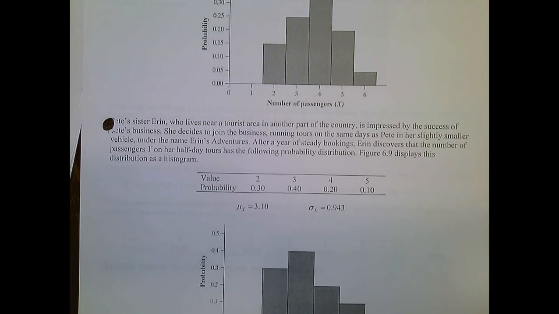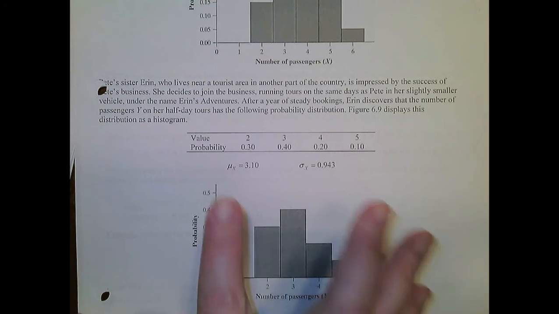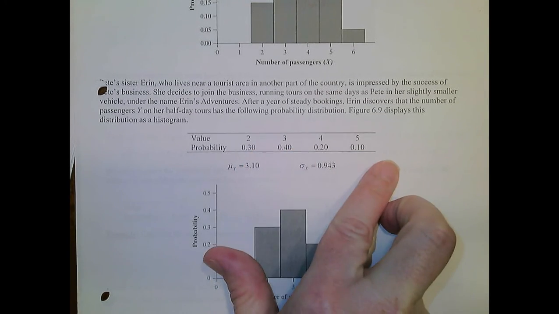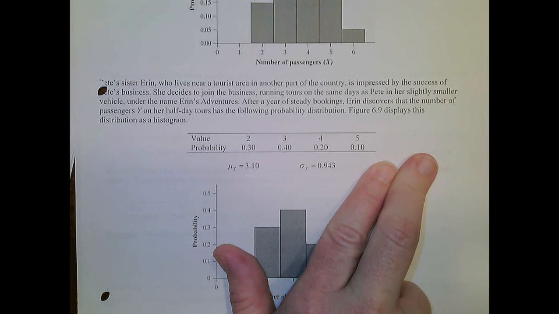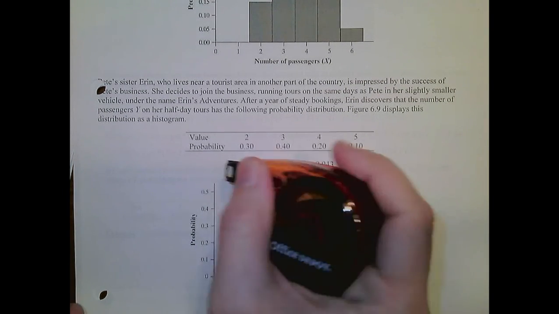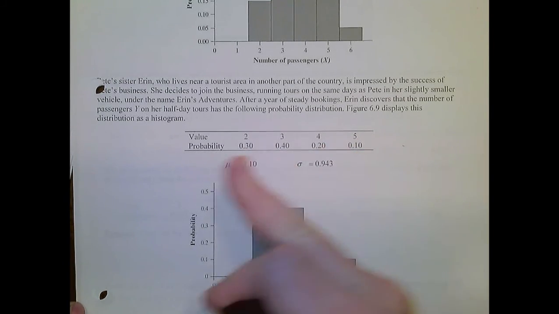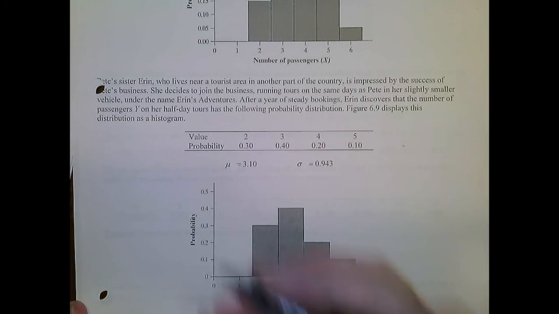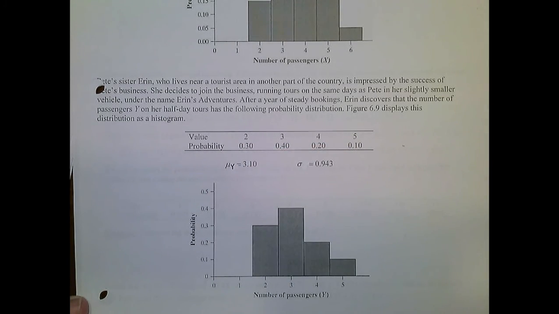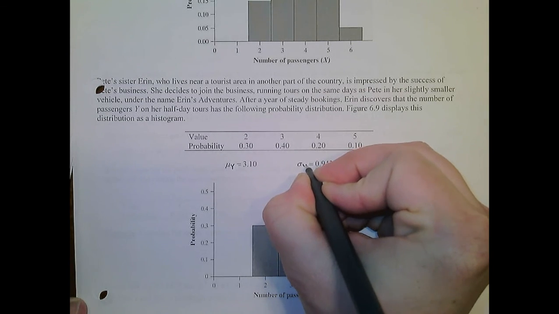If we look at the table, we can see that Erin's tours can take anywhere from 2 to 5 passengers, because she can carry slightly fewer. We have the probability for each number of passengers, the distribution and a histogram, and we also have the mean and standard deviation. By the way, this is a typo, because we're looking at the mean for Erin and the standard deviation for Erin. That should be mu of Y, since we defined Y to be the number of passengers Erin has, and the standard deviation sigma of Y.